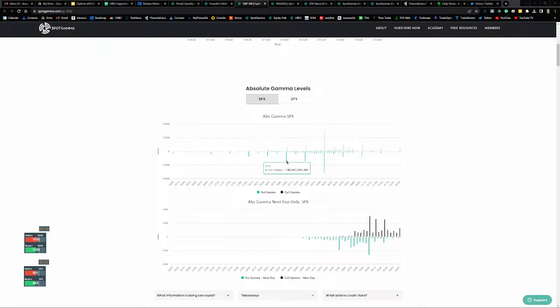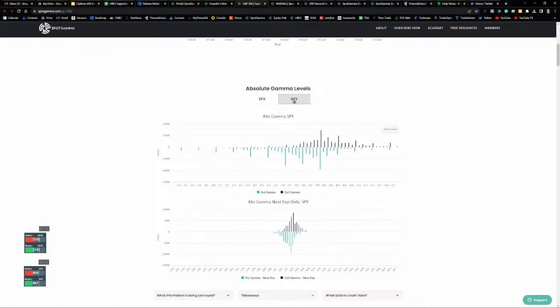The put wall is the strike with the largest net negative gamma, and that can be expected to act as support. And the 4,200 call wall, that's the strike with the largest net positive gamma, and that can be expected to act as resistance. So that's SPX, and note the predominance of put gamma below the 4,000 level. And that is also the volatility trigger, the gamma flip level. All right, so that's SPX.